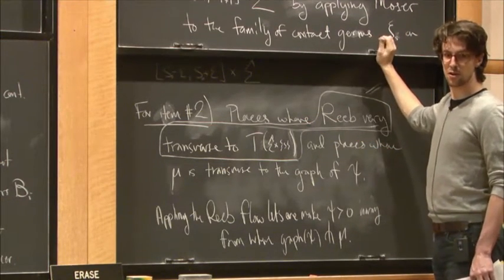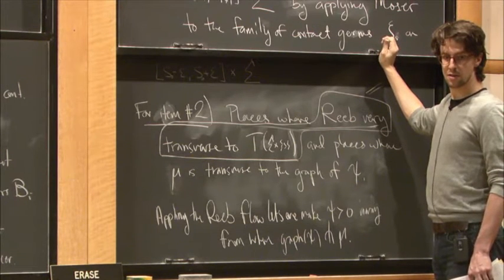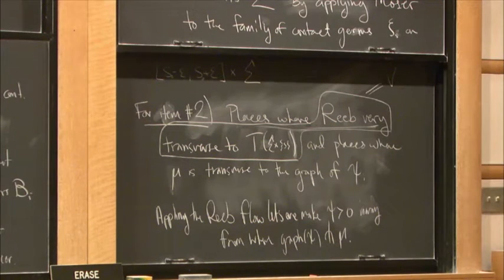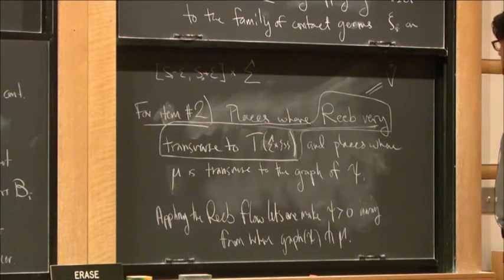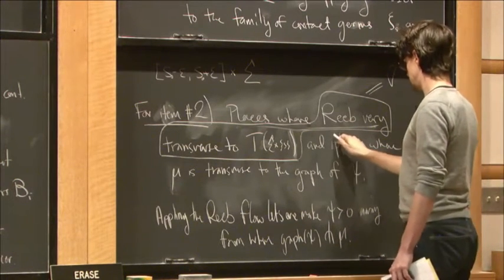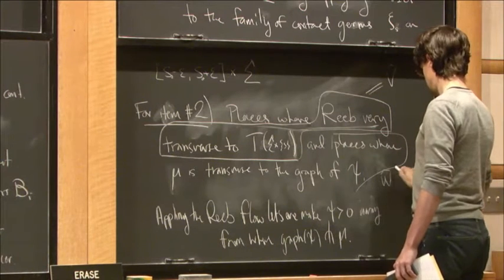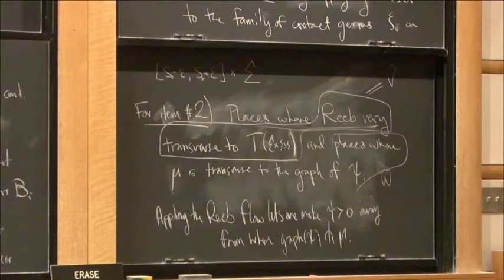Is it the same? No, they're different. So the first one is V. The second one, I guess, is the complement of V, or this is probably V hat. And so the second one is W hat. And the red vector field being very transverse implies that it's genuine.